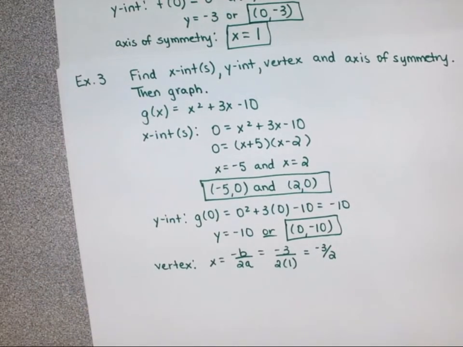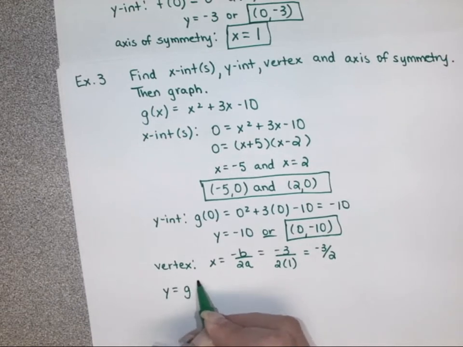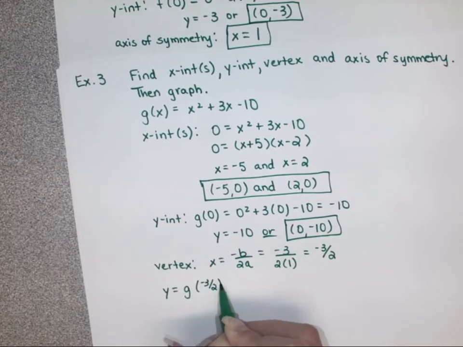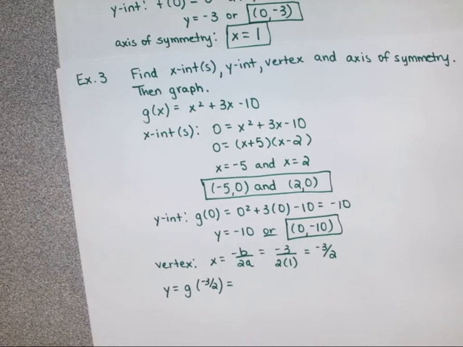Okay, but that's only half the vertex, right? That's just the x part of the vertex. What do I still need to find? I still need to find the y. So I'm going to have to plug in -3/2, and I get that we don't love fractions, but this is one of the things that your calculator is good at. Your calculator can give you a fraction just as quickly as anything else.